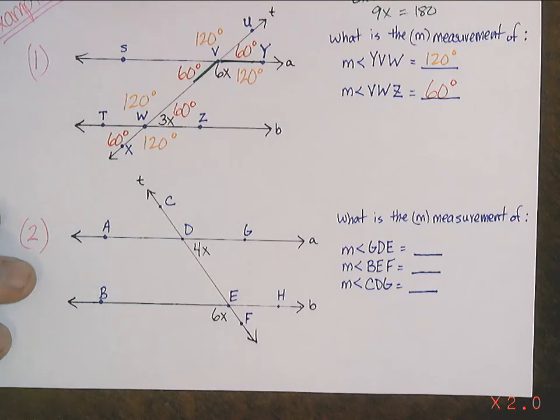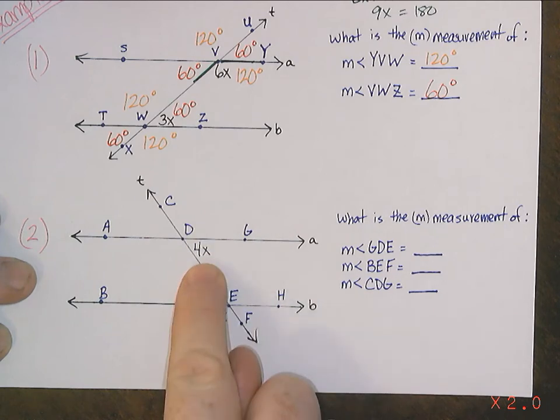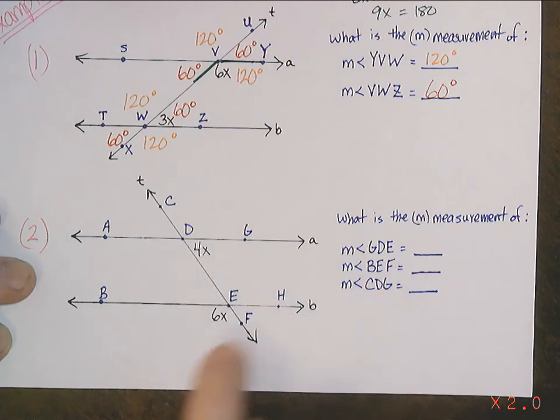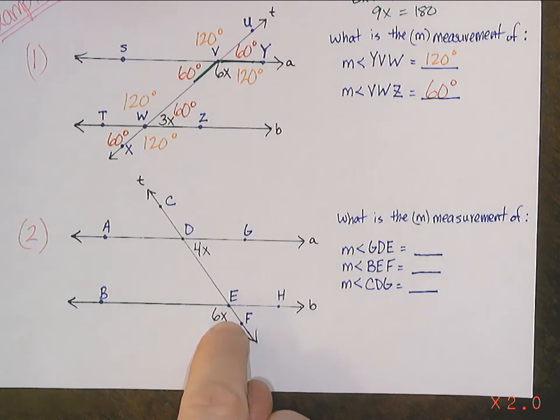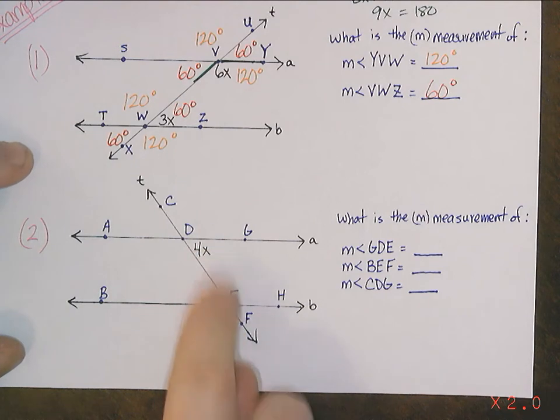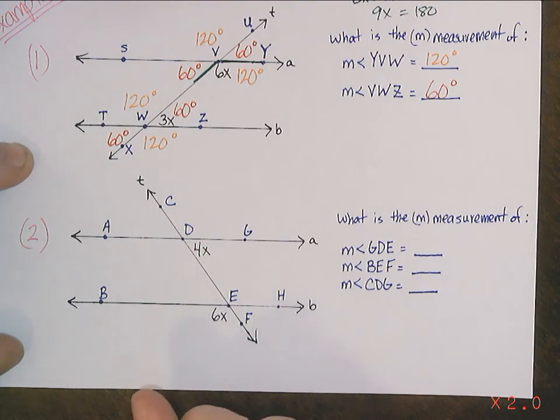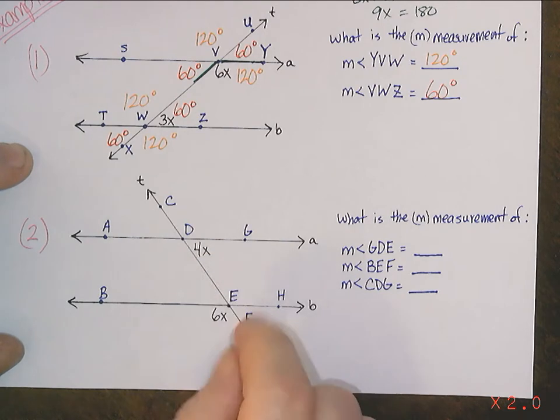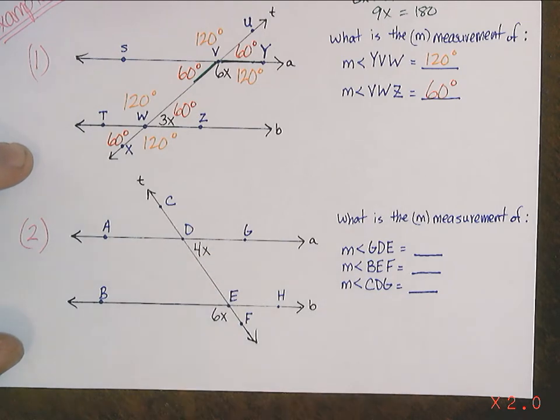Same thing. We're going to refer to them by their letter. And so GDE is 4x. Right? BEF is 6x. So we've got to figure out what these two angles are. Now they're different. We can see one's worth 4x, one's worth 6x. This is worth a little bit more. So I can already tell you right now, those are going to be different angles, right? So they're probably going to be supplementary. If you add those together, it's going to equal 180. Okay? But let's make sure though.